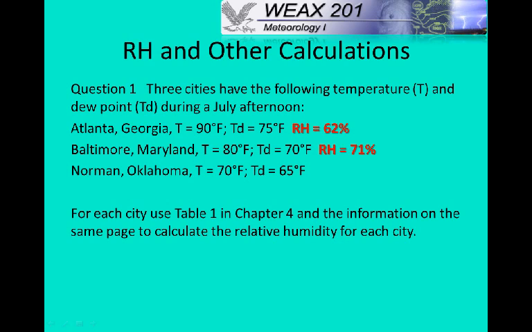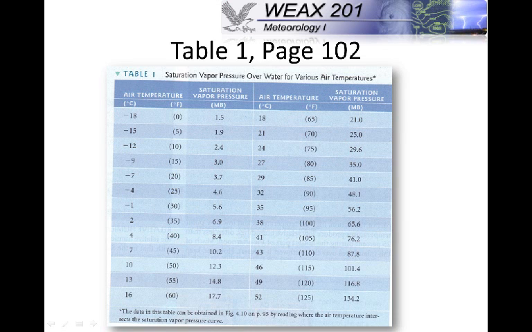Finally, for Norman, Oklahoma, the temperature is 70 degrees Fahrenheit and the dew point is 65 degrees Fahrenheit. Going back to Table 1 on page 102, we correlate that temperature of 70 degrees Fahrenheit to equal a saturation vapor pressure of 25 millibars, and a dew point temperature of 65 degrees Fahrenheit is correlated to a vapor pressure of 21 millibars.